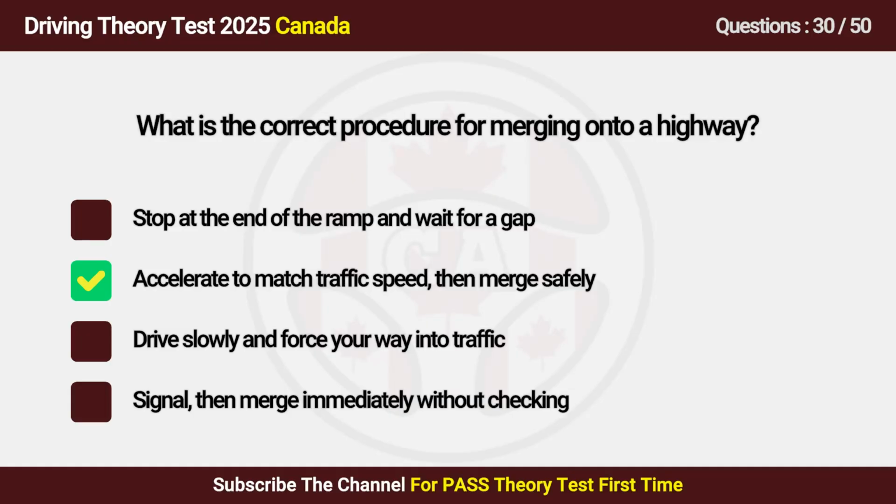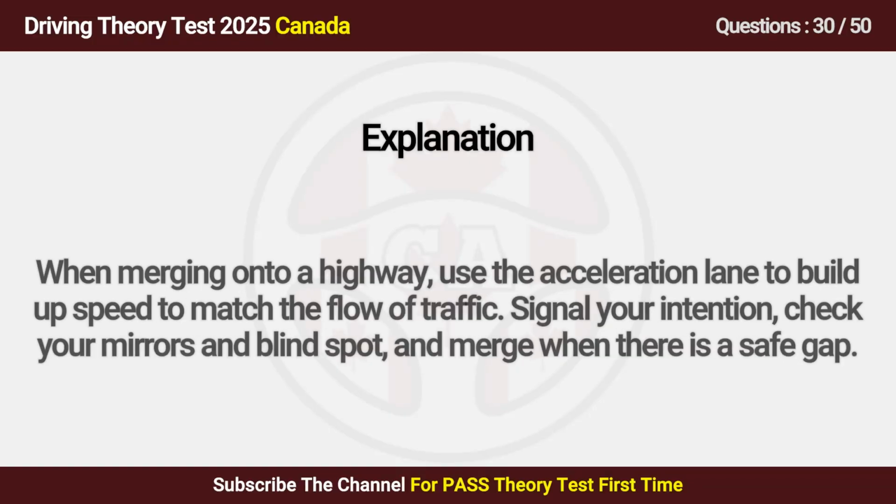Answer is B. Accelerate to match traffic speed, then merge safely. When merging onto a highway, use the acceleration lane to build up speed to match the flow of traffic. Signal your intention, check your mirrors and blind spot, and merge when there is a safe gap.